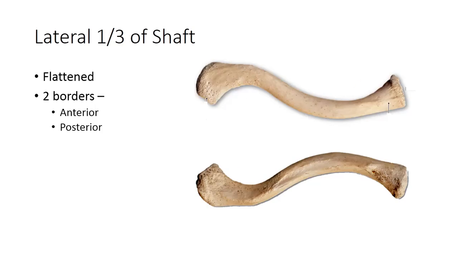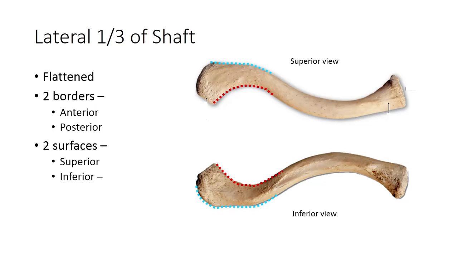Now the lateral 1/3 part of the shaft is flattened, as I have already told you, and it has two borders, an anterior border and a posterior border. So this is the superior and inferior view. This red dotted line shows the anterior border and the blue dotted line shows the posterior border. It has two surfaces, superior surface and inferior surface. So this is the superior surface and this is the inferior surface.